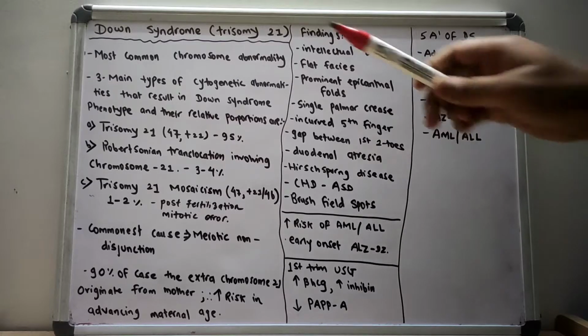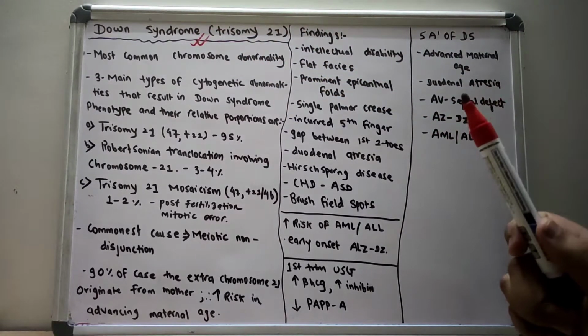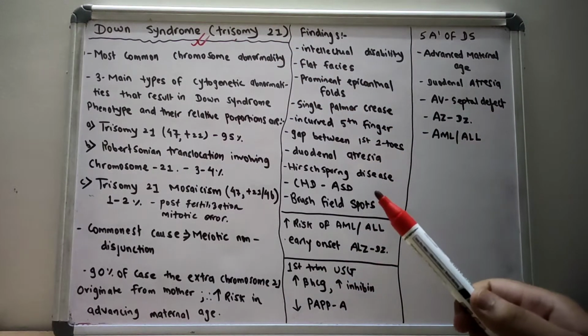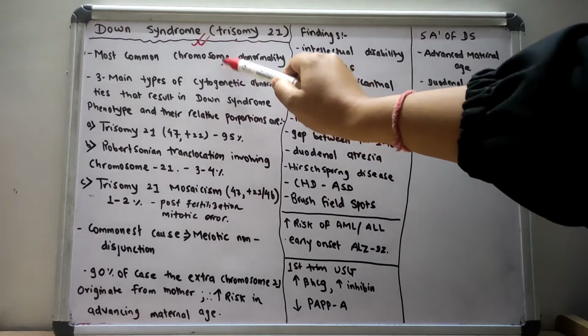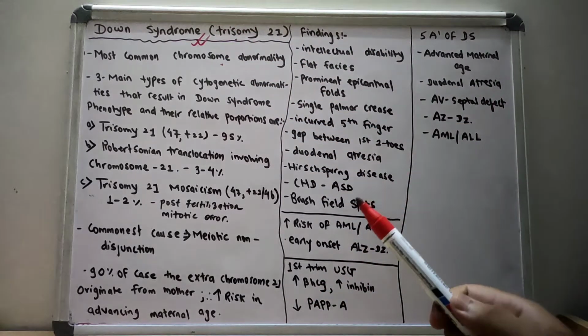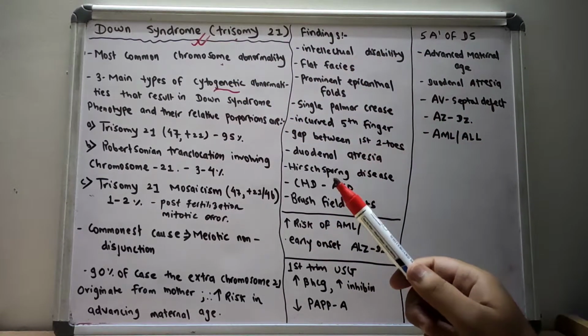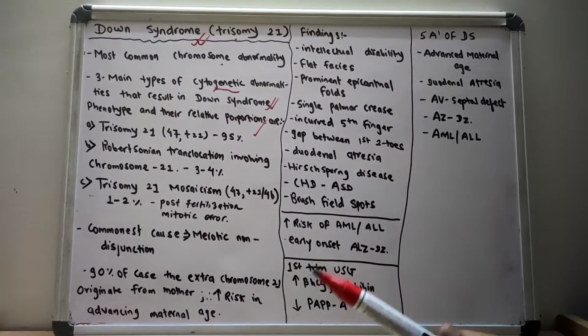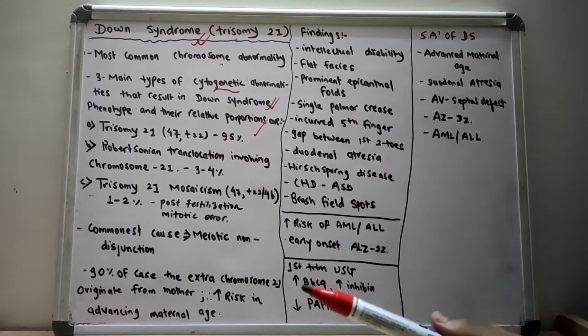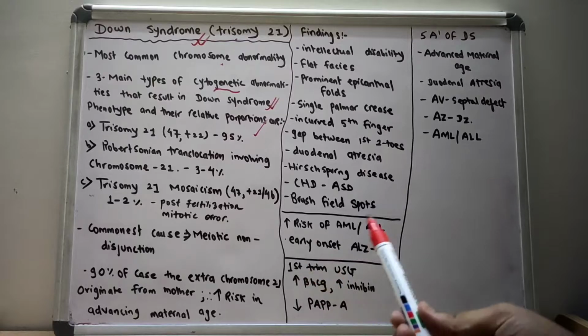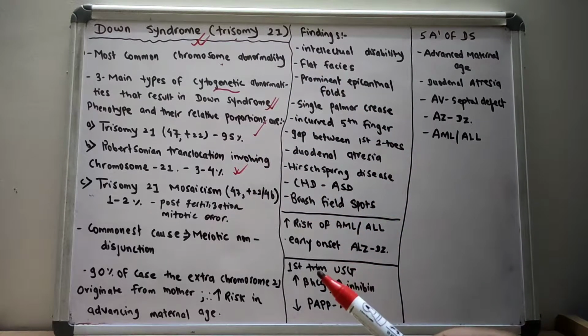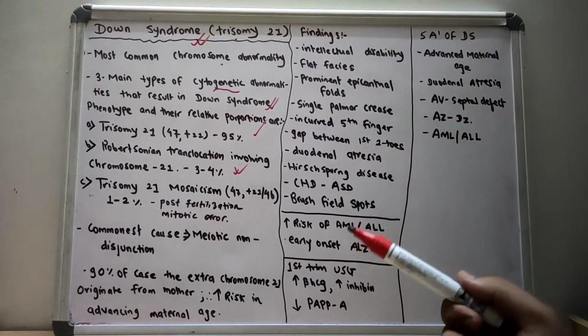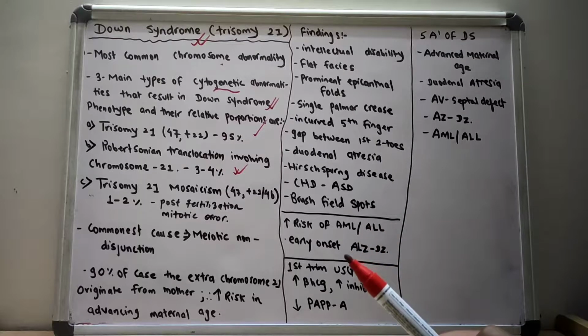Now let us discuss Down syndrome. Another name of Down syndrome is trisomy 21. Down syndrome is one of the most common chromosome abnormalities, and the three main types of cytogenetic abnormalities that result in the Down syndrome phenotype and their relative proportions are: trisomy 21, which accounts for 95% of Down syndrome; the Robertsonian translocation involving chromosome number 21, which accounts for 3 to 4%; and trisomy 21 mosaicism, which is a post-fertilization mitotic error, accountable for 1 to 2% of the Down syndrome phenotype.